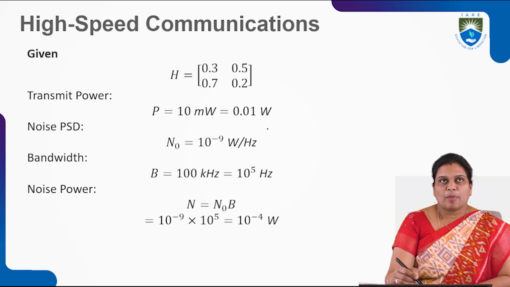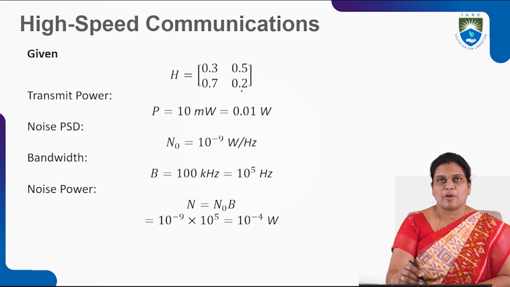So this is our problem. What is the given data? H equal to 0.3, 0.5, 0.7 and 0.2. What is the transmitted power? 10 milliwatts, so that is 0.01 watts. What is the noise? It is 10 power minus 9 W/Hz.